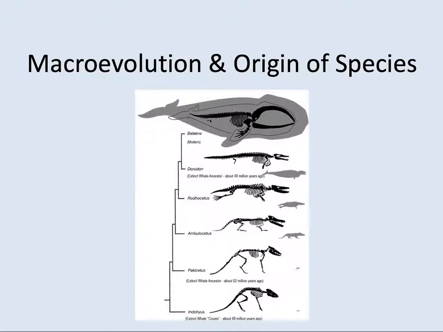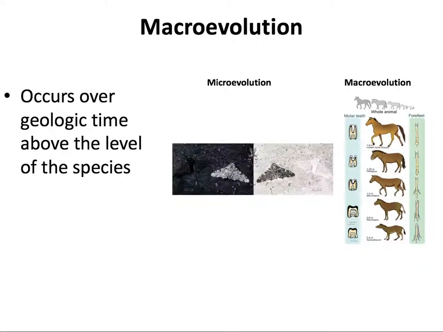Welcome to today's lesson on macroevolution and the origin of species. Here you can see the modern-day whale and how it has evolved over a very long period of time from ancient ancestors that actually used to walk on the land. Macroevolution occurs over geologic time and it's above the level of the species.